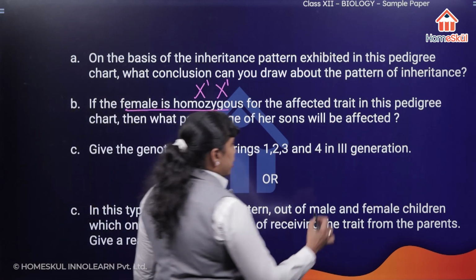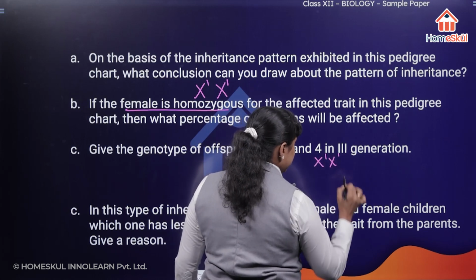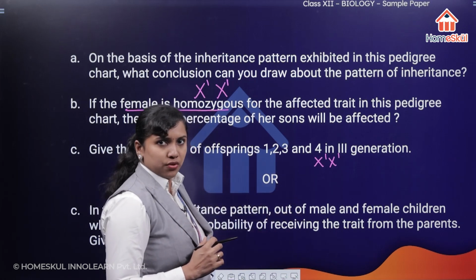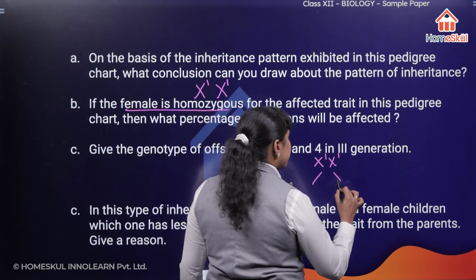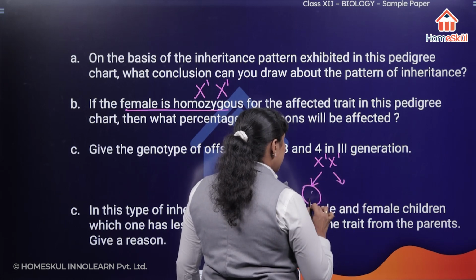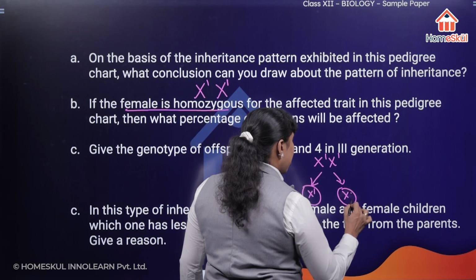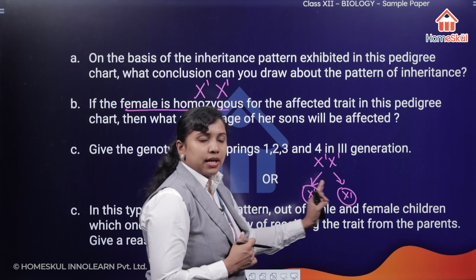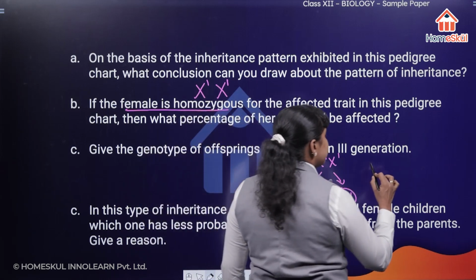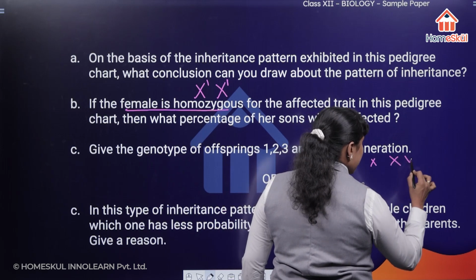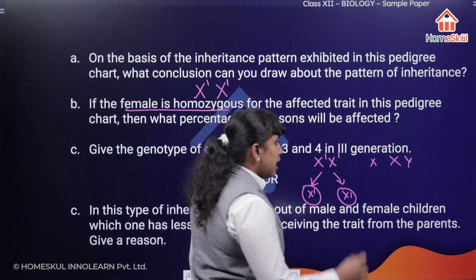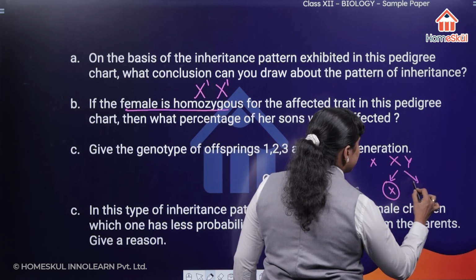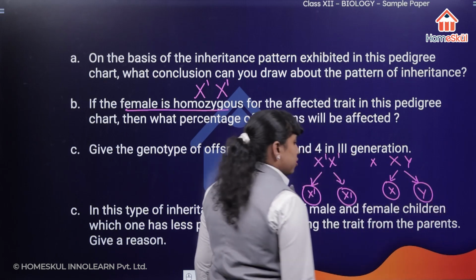Let us see. If the female is affected, that means she is homozygous, both the X chromosomes are having the defective gene. So she will be producing ovum, and all the ovum will be having the defective X chromosome. And if she is married to a normal male, the male will be producing two kinds of sperms. One will be having a normal X chromosome and the other will be having a normal Y chromosome.